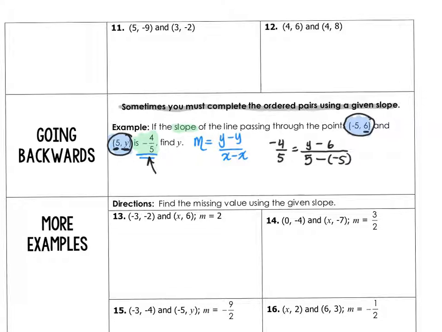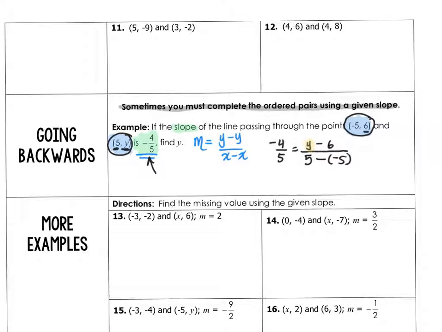So let's look at that equation set up one more time. They gave us the slope as negative 4/5, and they gave us the 2 points that compose that slope in the line. So I said negative 4/5 is equal to y minus y over x minus x. Now that I have this set up, it's an equation, and I'm simply solving for y.